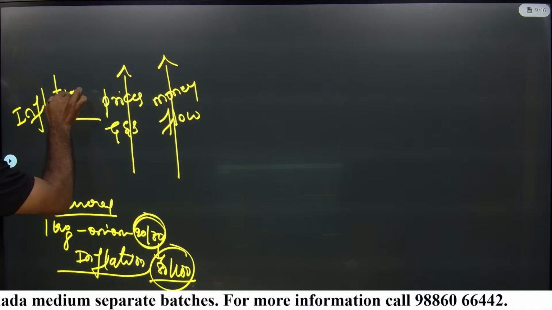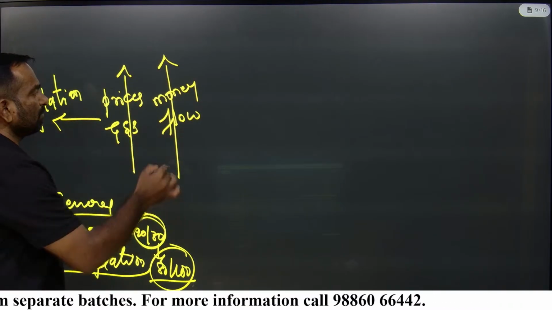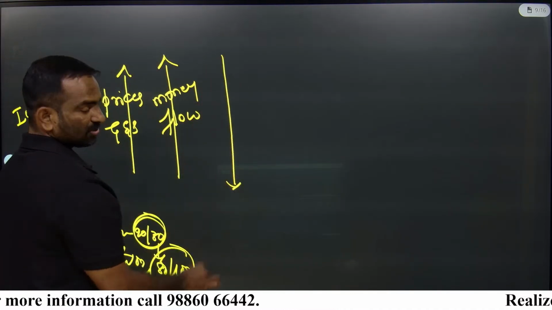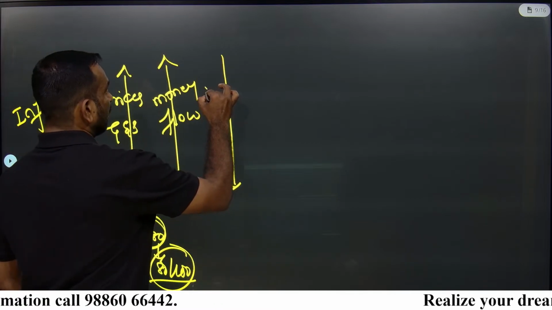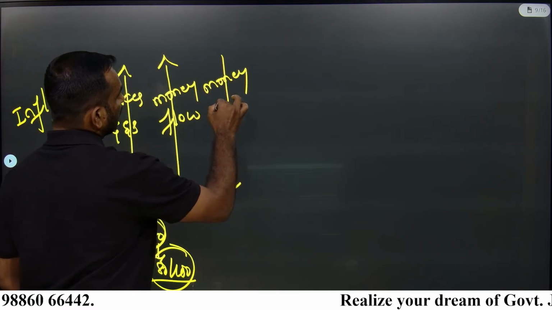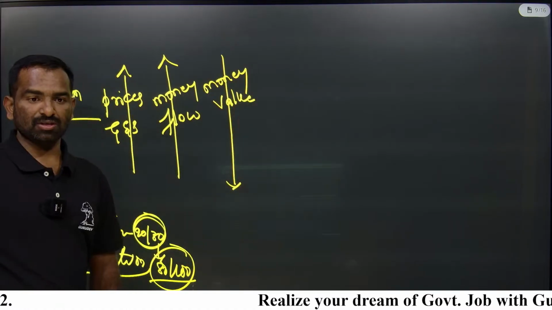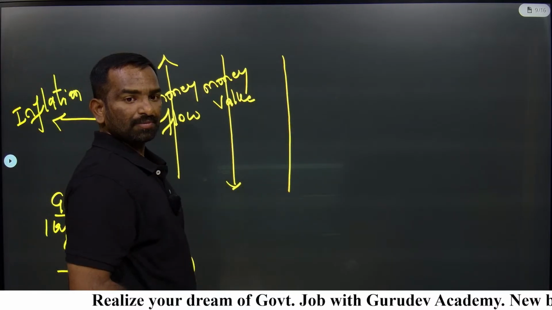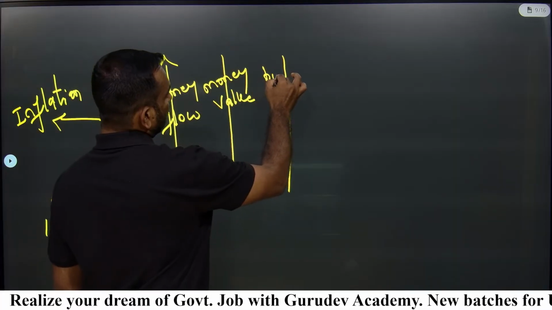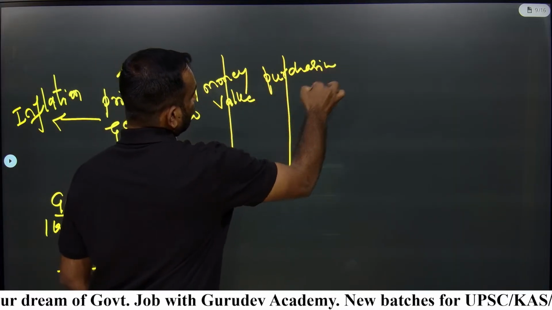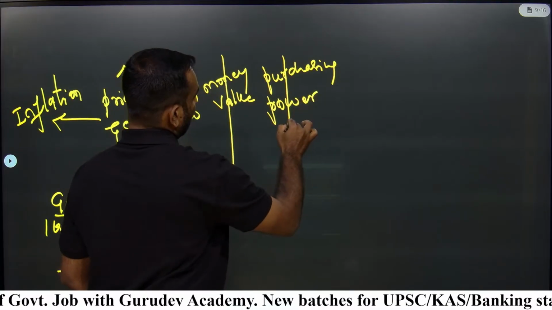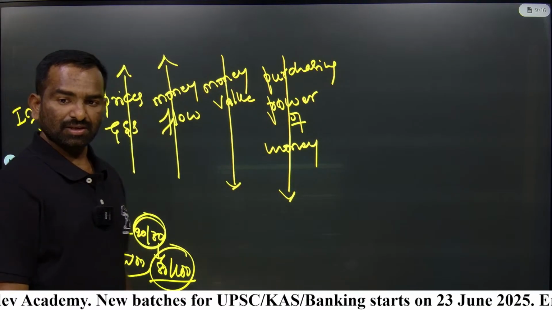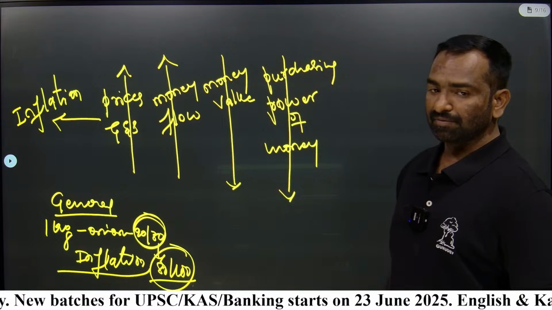Whenever inflation occurs in the market, at the same time the money flow will increase in the market. At the same time, the money value will decrease in the market. At the same time, the purchasing power of money will decrease. The purchasing power of money goes down.